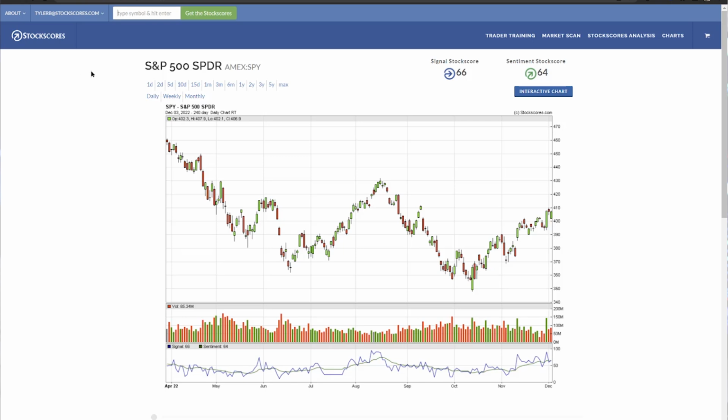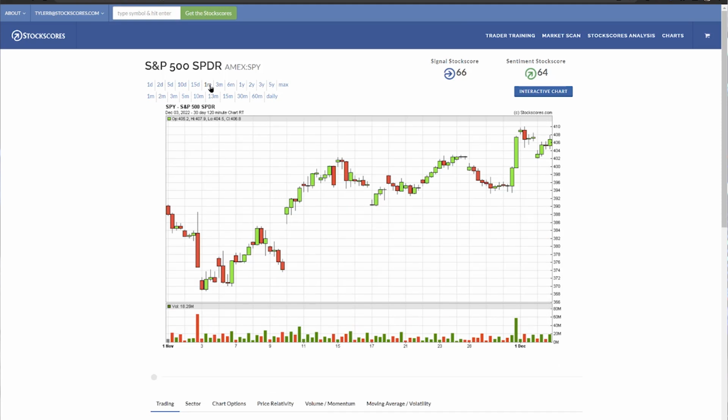All right, let's get into this week's analysis of the markets. We'll jump into stockscores.com, my website, of course. And let's look at the S&P first on the short-term chart. This is the 1 month, 2 hour chart. And you can see that the bottoms are rising, so the buyers are in control. It is bullish in the short term.